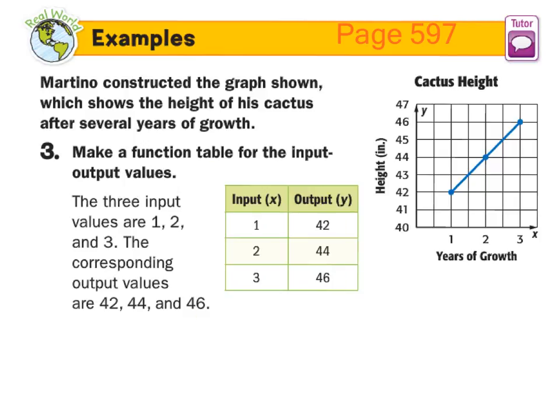So then they asked us to graph that. So they created their ordered pairs. The first one would be 1, 42. The next one was 2, 44. And the next one was 3, 46. And so then they went ahead and graphed it. They went over 1 up to 42. They went from 2 up to 44. And from 3 up to 46. And then they connected it with the blue straight line because it's linear.